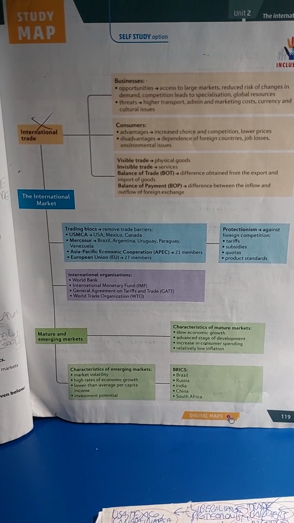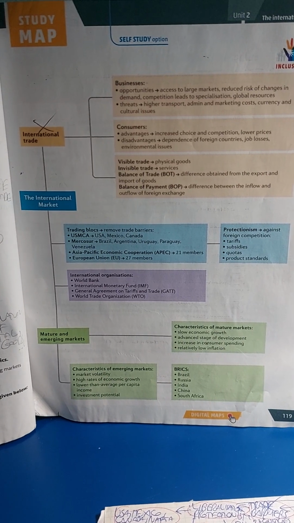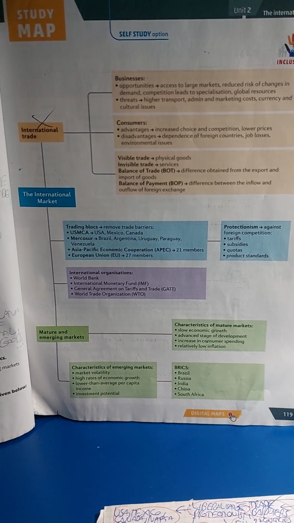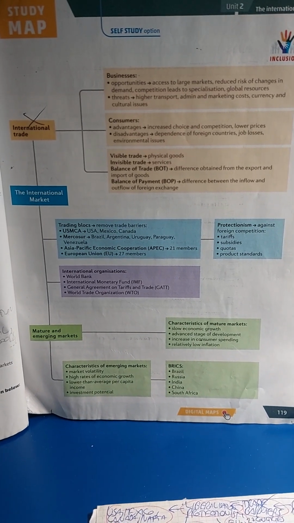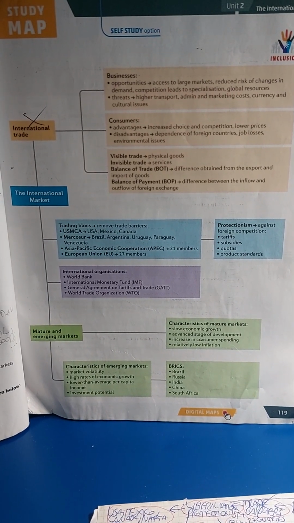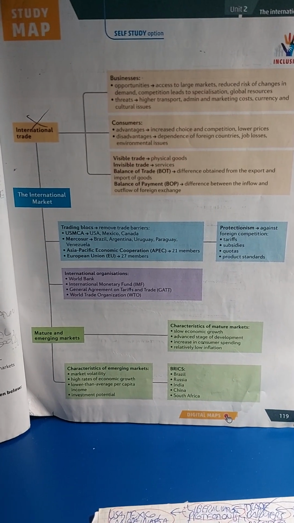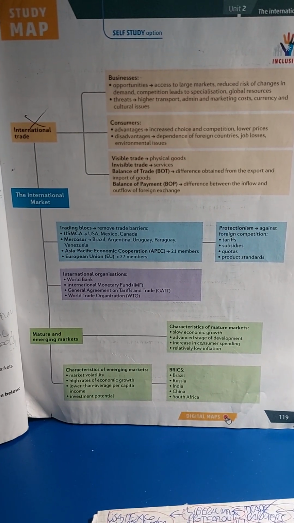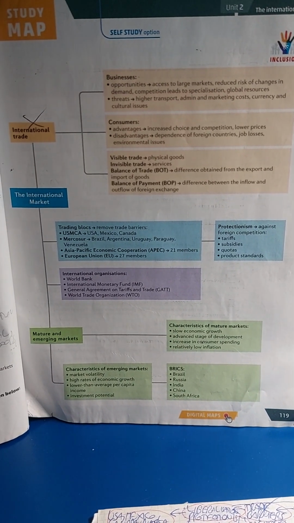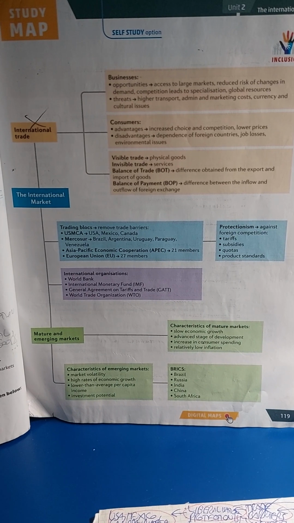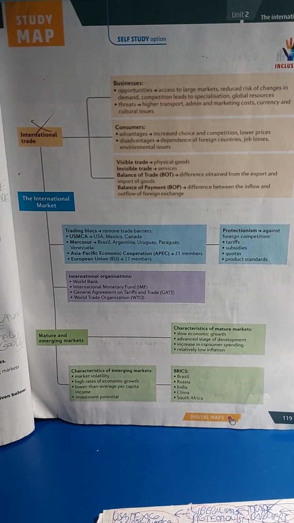Balance of trade is a document that contains the difference between the export and import of goods, and when imports are greater than exports, there is a trade deficit. Instead, when exports are greater than imports, there's a trade surplus. Balance of payment is the difference between the inflow and outflow of foreign exchange.